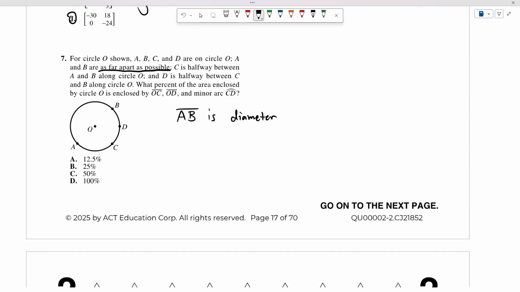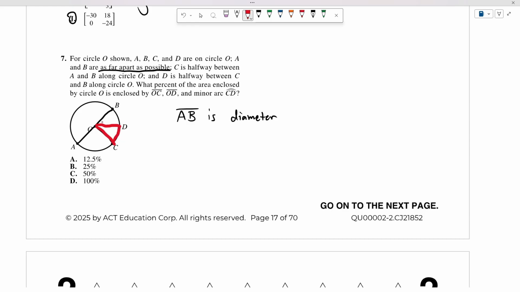Okay, so since AB is the diameter, if we draw a line like this, we're splitting it into two semicircles. If we're drawing a line like this, we're splitting this into two quarter circles, okay? And then D is halfway between C and B. If we draw another line like this, halfway, we're splitting this quarter circle into two eighths of a circle, basically. And now it's saying what percent of the area is enclosed by line segment OC. So I'm going to use red now. So OC, OD, and minor arc CD, which is just this.